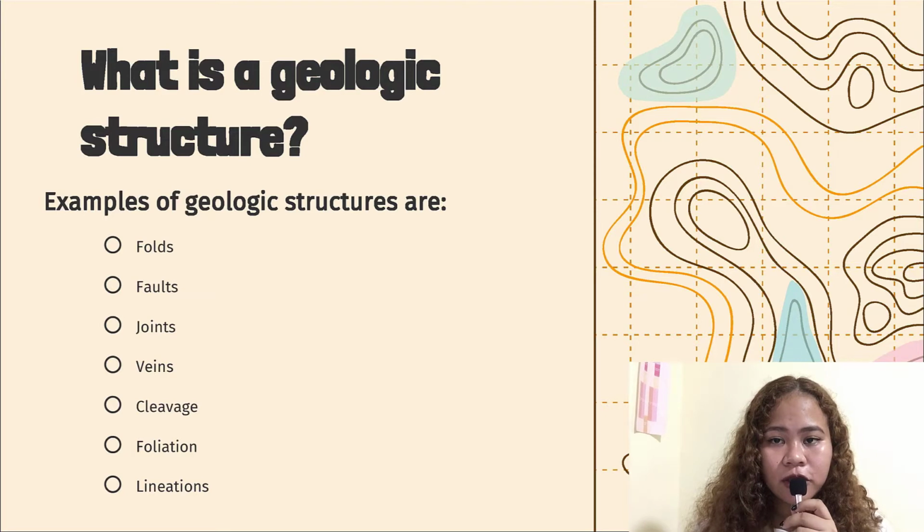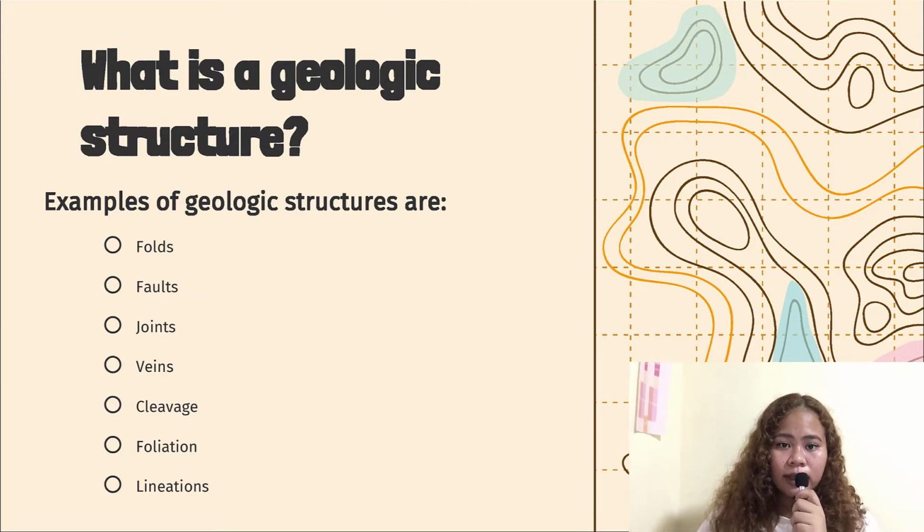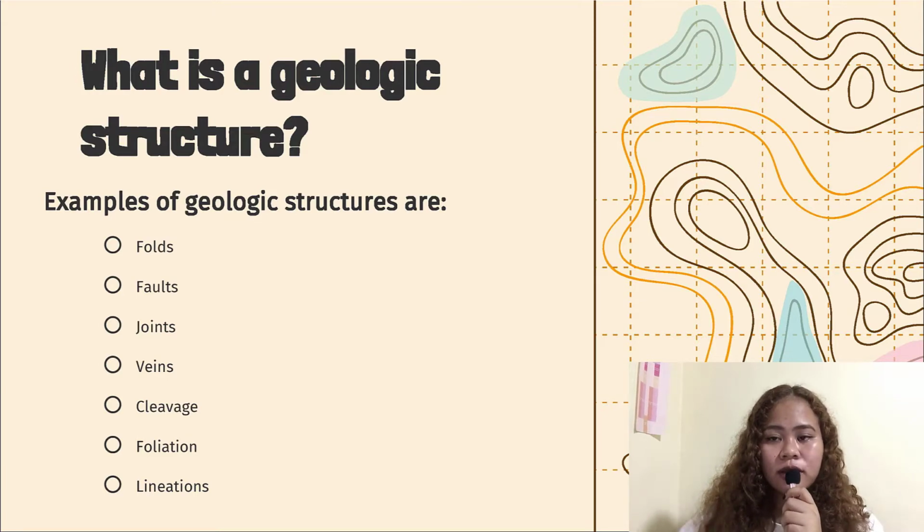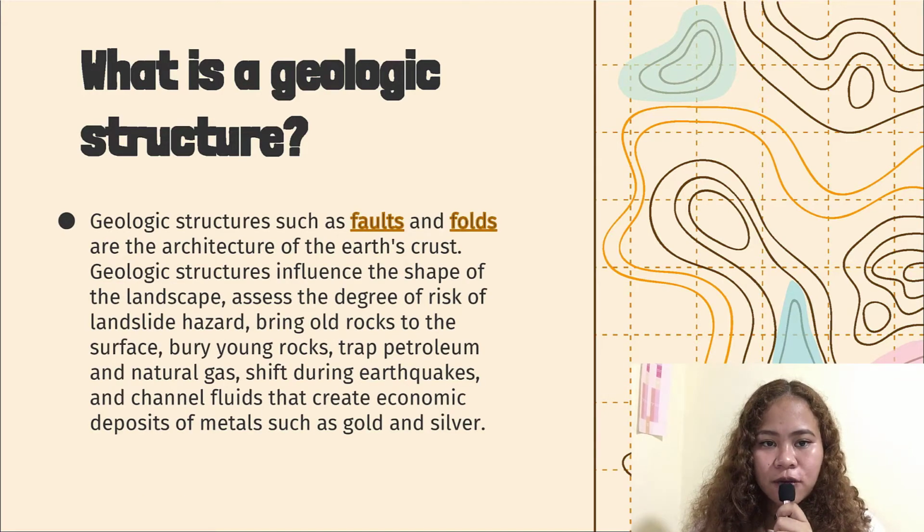Examples of geologic structures are folds, faults, joints, veins, cleavage, foliation, and lineations. Geologic structures such as faults and folds are the architecture of the Earth's crust. These influence the shape of the landscape, assess the degree of risk of landslide, bring old rocks to the surface, bury young rocks, trap petroleum and natural gas, shift during earthquakes, and channel fluids that create economic deposits of metals such as gold and silver.